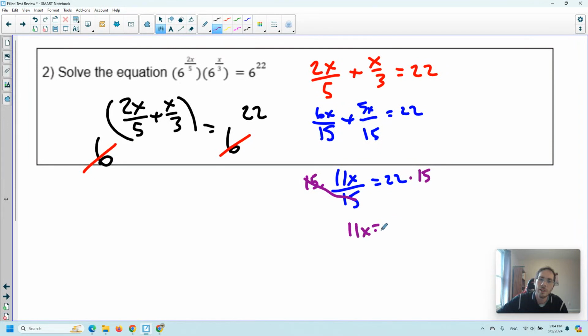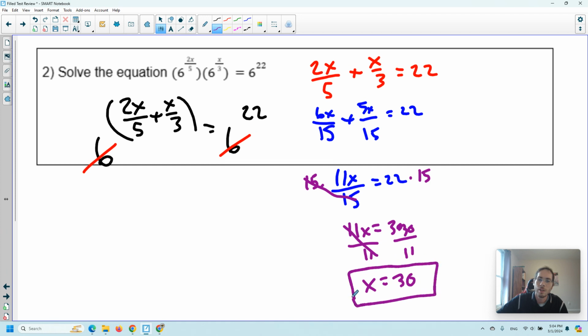So I get 11x equals, that'll be 330. And then since I'm multiplying by 11, I have to divide both sides by 11. So I'm going to get x equals 30. There we go, and that's it. Again, kind of tough to solve this one, but once we transform it into just our fraction equation, that's a pretty nice equation that we can solve. So that's what we got for number 2.